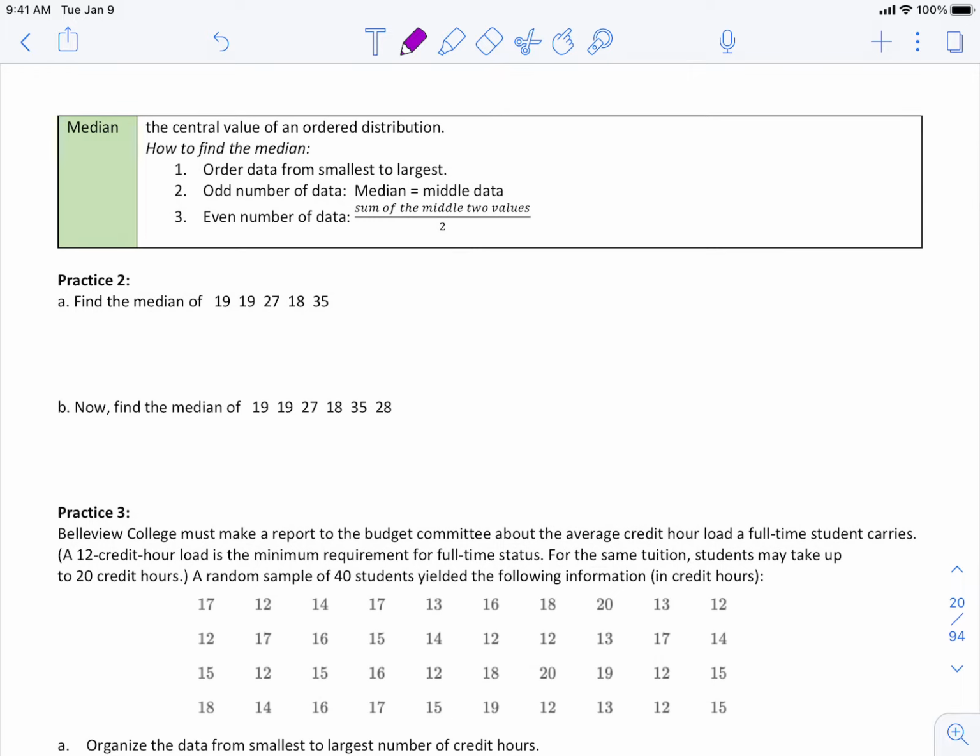Looking at this first list, first we need to put them in order. So it's 18, 19, 19, 27, 35. We have an odd number, there's 5, so the median is the middle one, 19.